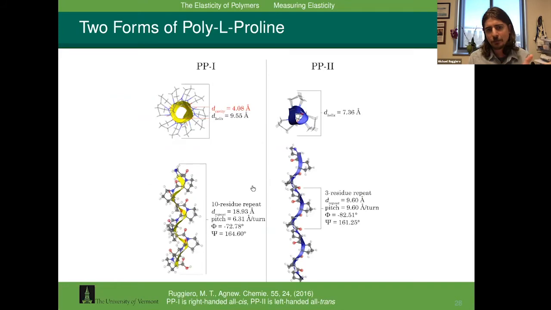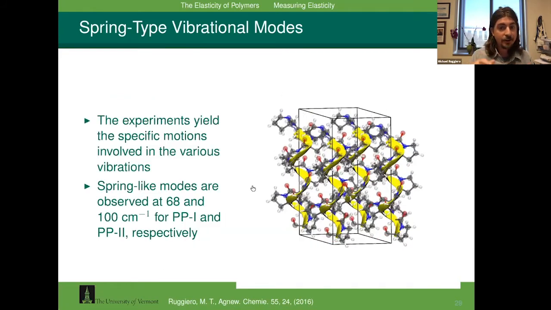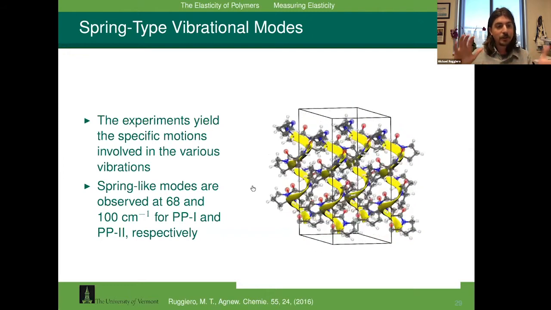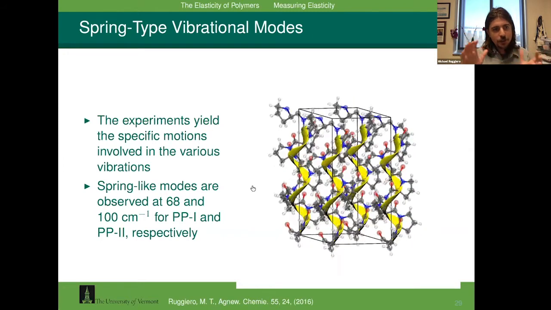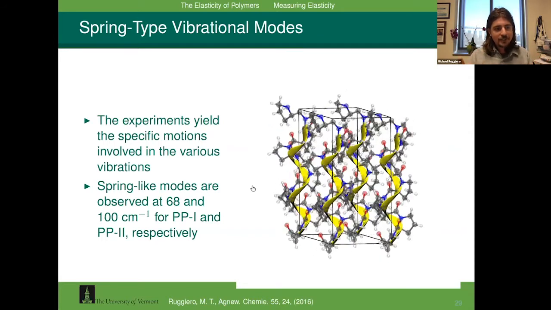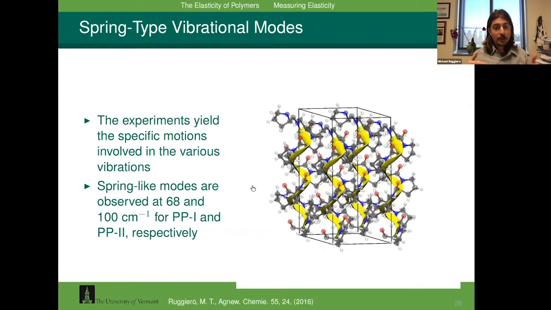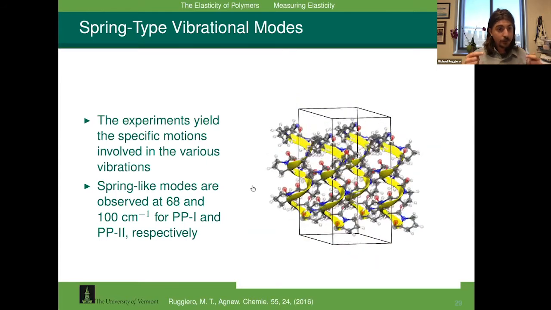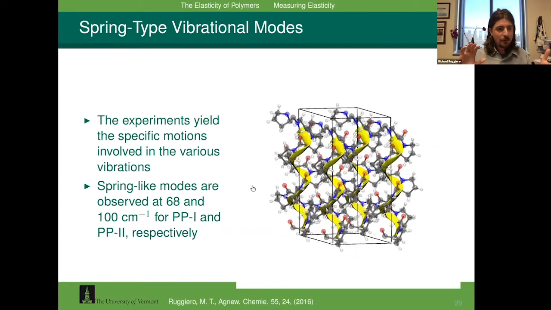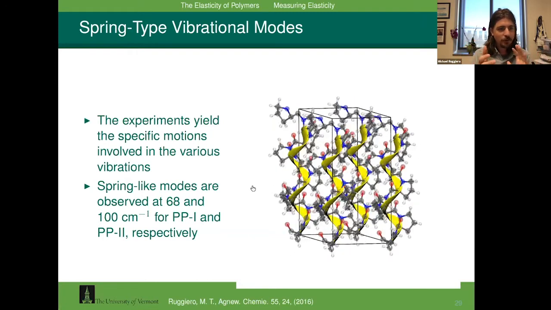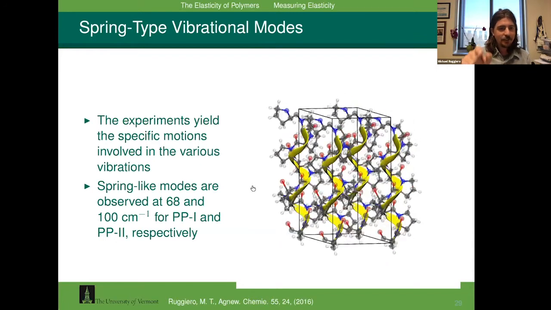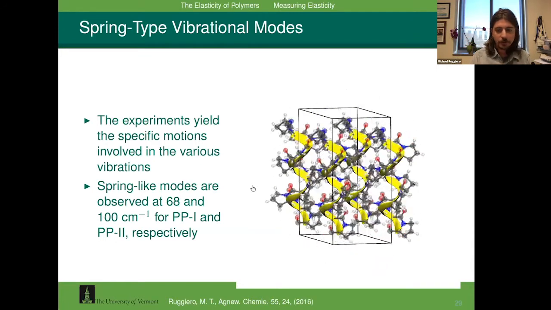So we looked at two polymers. What we found is that at terahertz frequencies, there's a vibration like a spring of the entire polymer. So we realized we can use this vibration to actually determine the elasticity directly, because it's just like a spring. And if you have the equations to get the elasticity of a spring, you have the equations to get the elasticity of this polymer. It's exactly the same thing.